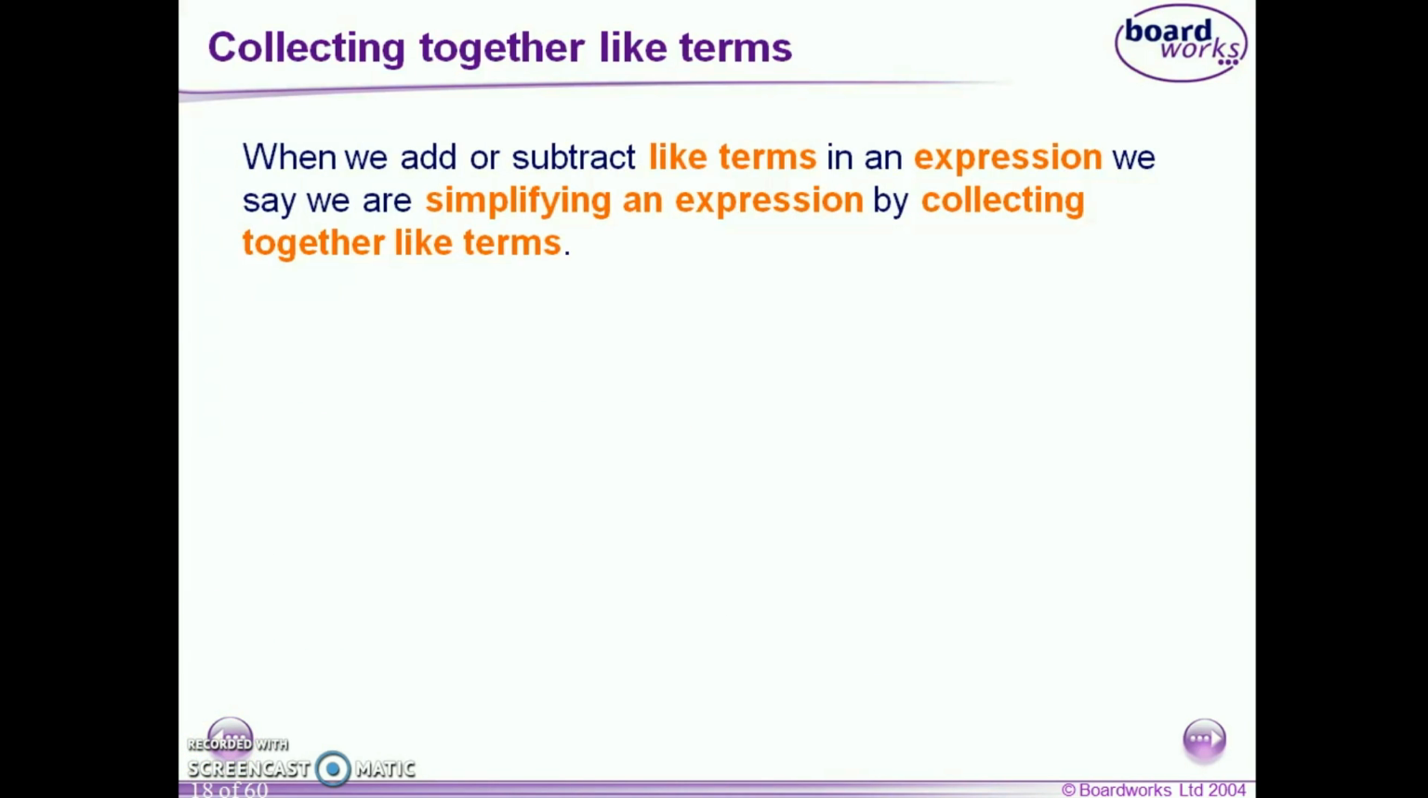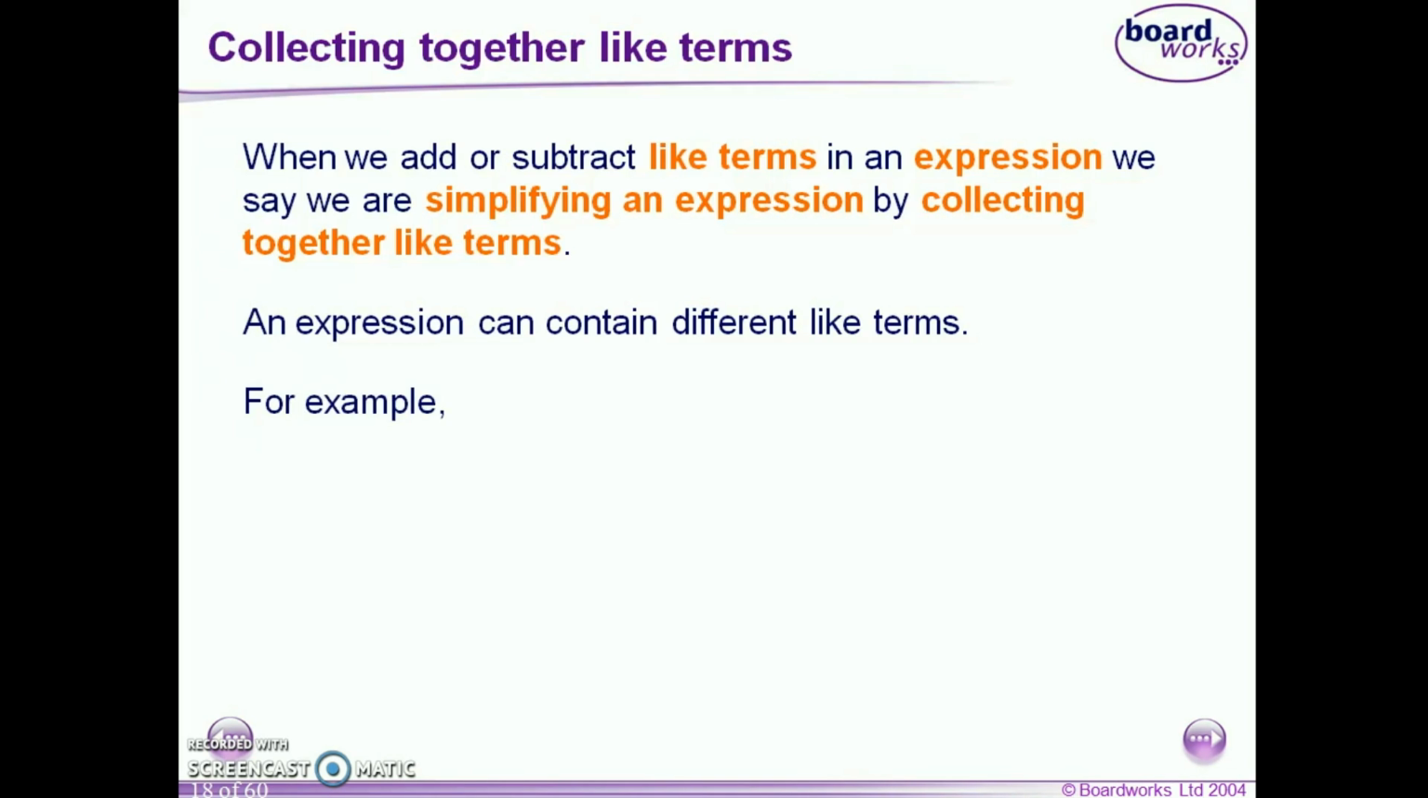When we add or subtract like terms in an expression, we say we are simplifying an expression by collecting together like terms. An expression can contain different like terms. For example, 3a plus 2b plus 4a plus 6b is equal to 3a plus 4a plus 2b plus 6b. We need to rearrange all the terms into the same group, which is like terms.